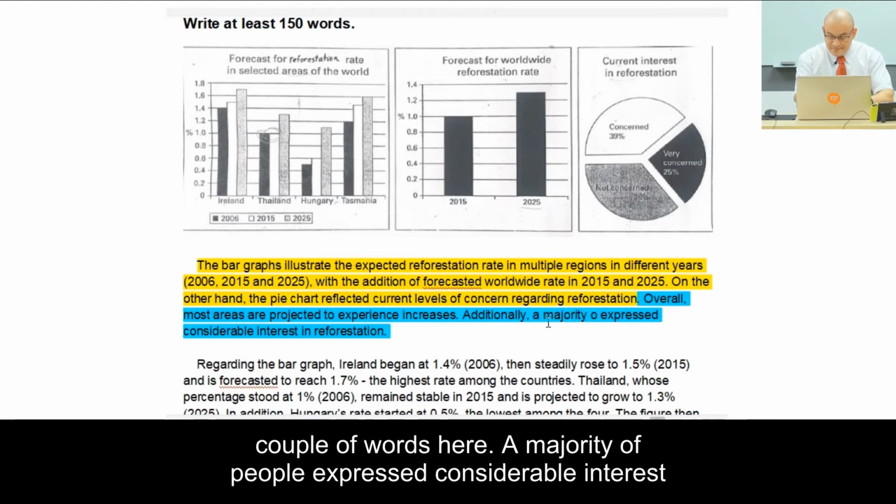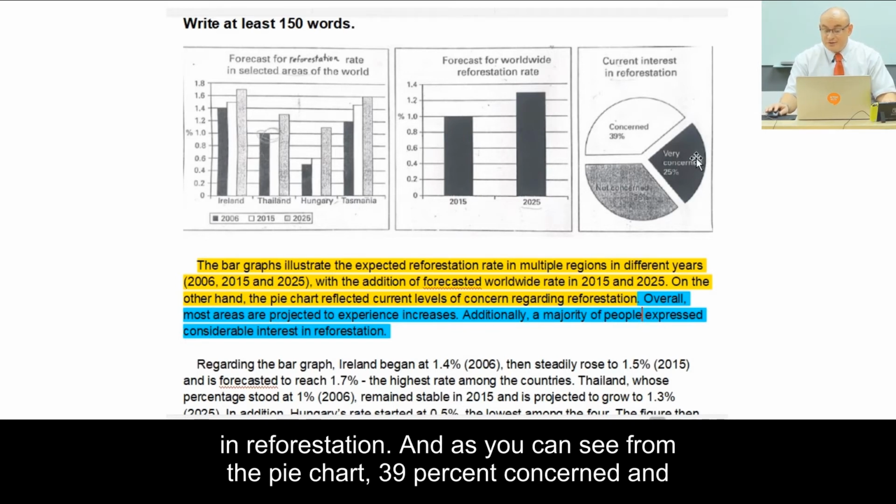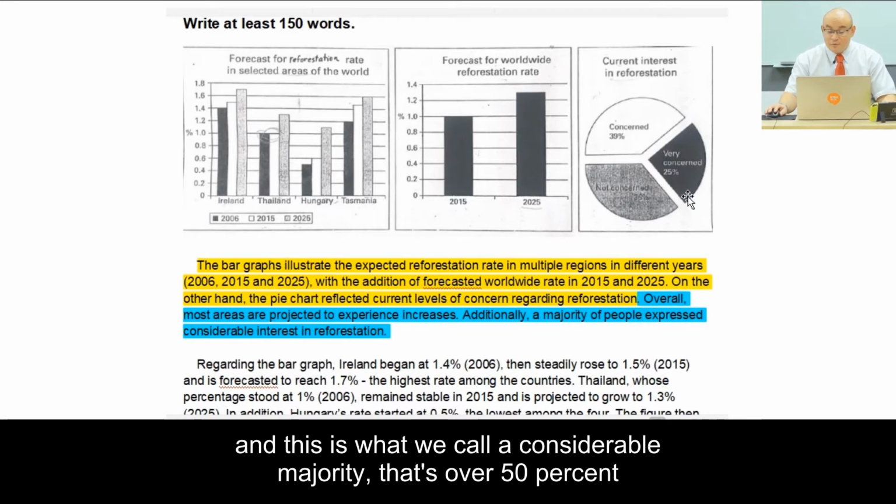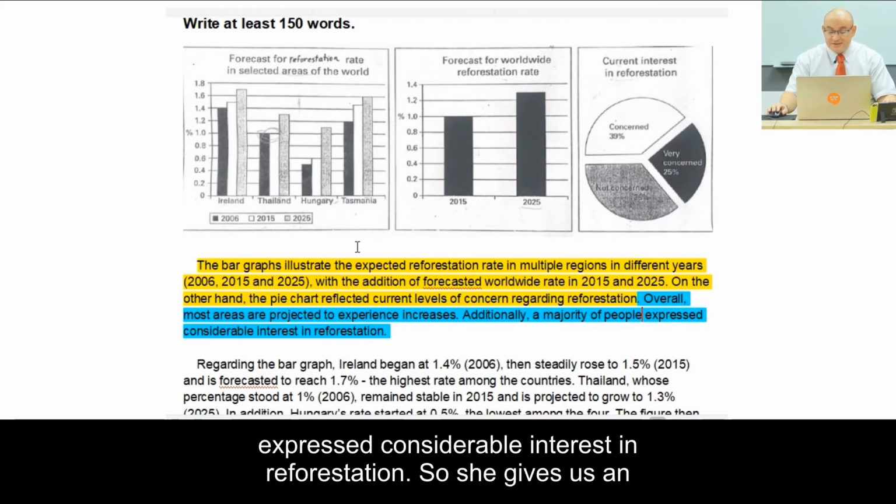A majority of people expressed considerable interest in reforestation. And as you can see from the pie chart, 39% concerned and 25% very concerned. Together, this is, let me work it out here, 64%. And this is what we call a considerable majority. That's over 50% expressed considerable interest in reforestation.